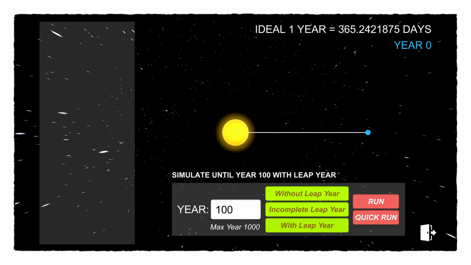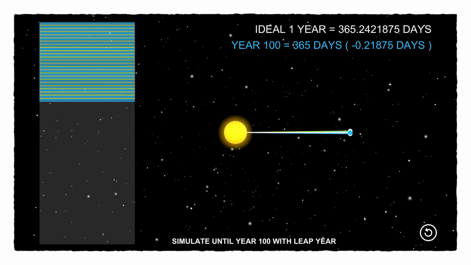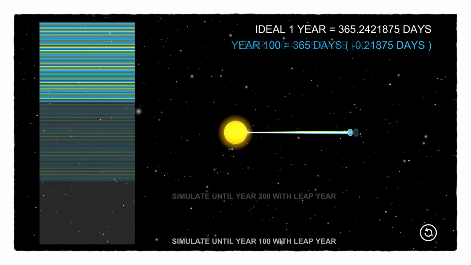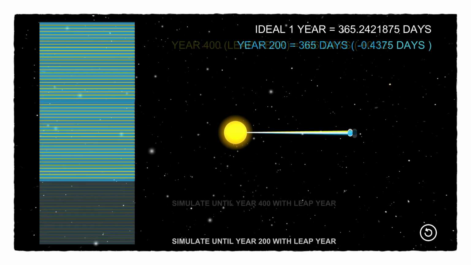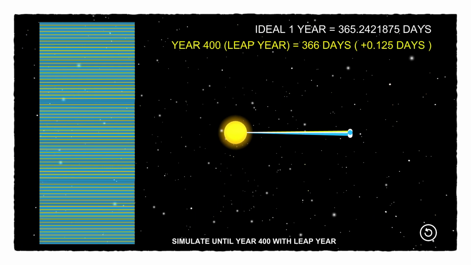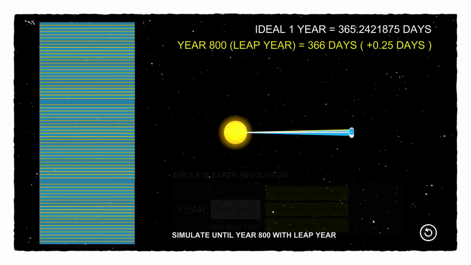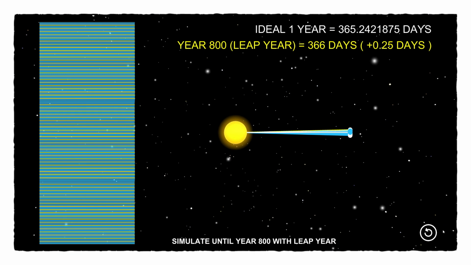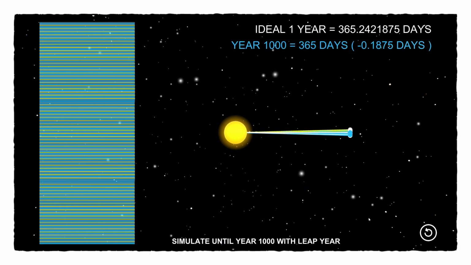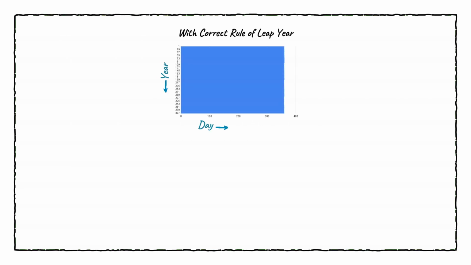So the year 100 is not a leap year because it is not exactly divisible by 400. The year 200 is also not a leap year. The year 400 is a leap year because it is exactly divisible by 400. Same as the year 800 is a leap year, but the year 1000 is not a leap year, because again, it is not exactly divisible by 400. If we show the simulation with a graph, then the trend chart of the Earth revolution with the right rule of leap year will look like this. The line is jaggedy, trying to maintain the line to get near to an ideal straight line.